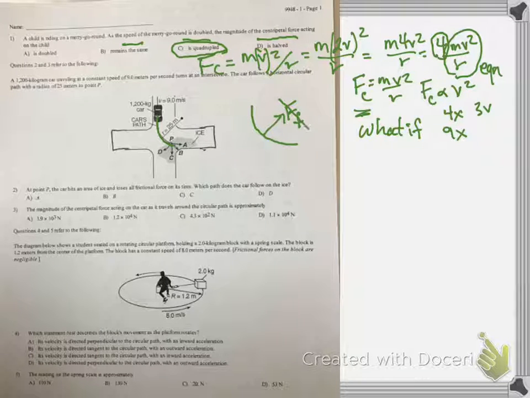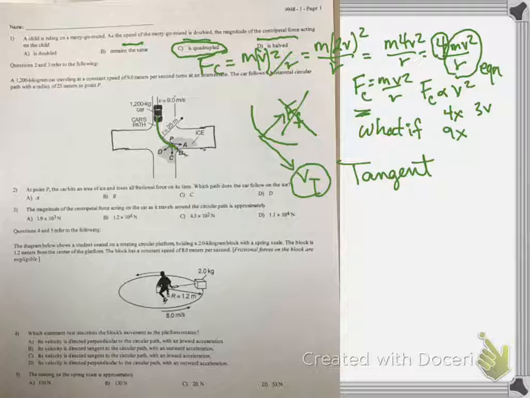If that's removed, we know that the velocity is tangent to begin with. If you remove the centripetal force, you continue moving in a straight line. So you're going to fly off that turn tangent to it. The picture is not great, but to me it looks like at point P, B is the tangent. So that was my choice.